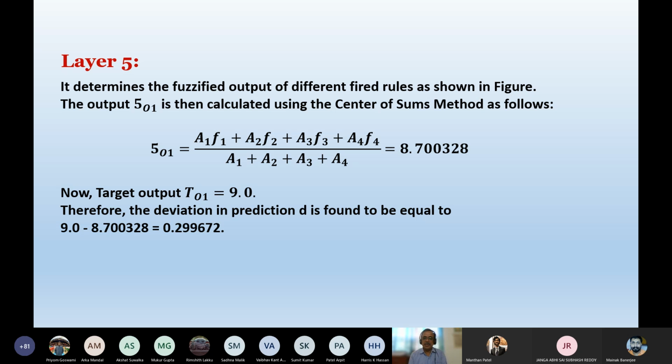And as I told, we use the center of sums method to find out what could be the output. And once you've got this particular output, this output will be compared to the target output, and we can find out the deviation. Are you getting my point?